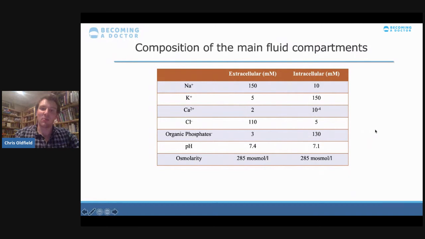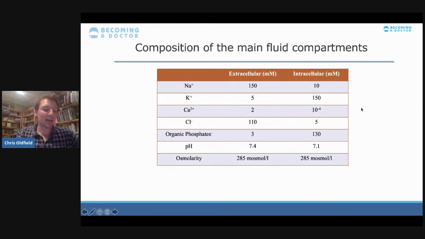So this is just a little table. You really don't need to worry about the numbers or anything at this stage. It's just to show you the main ions that are found within the cells and then extracellularly as well. And the main two lines to look at here are the sodium and the potassium. And you can see that the potassium is mostly intracellularly and the sodium is mostly extracellularly. And you have bits of other ions floating around, but sodium and potassium are the two key ions in setting up the resting membrane potential.